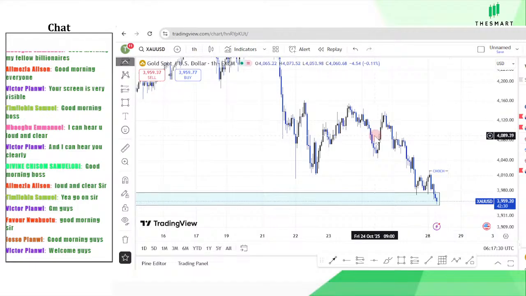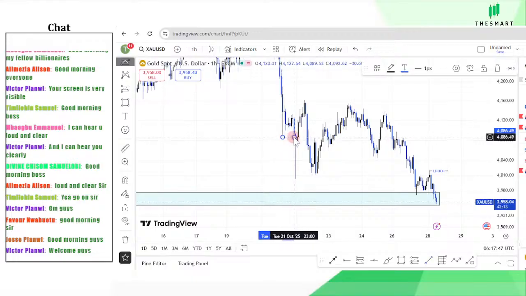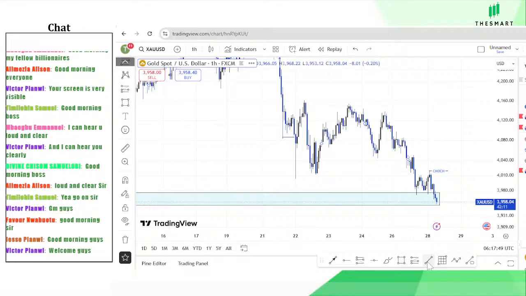And that's when I say a lot of persons are marking this point as their change of character and this as their order block for price to continue to the upside. I was like, no, because if you look at this price action, we have a break of structure at this level. You have this liquidity at this level here.